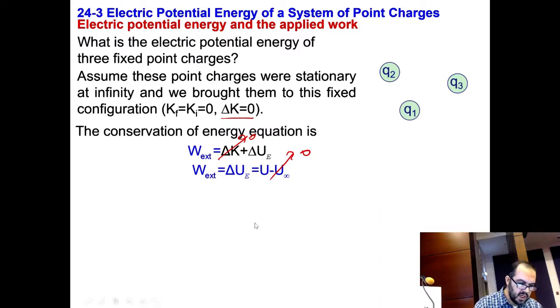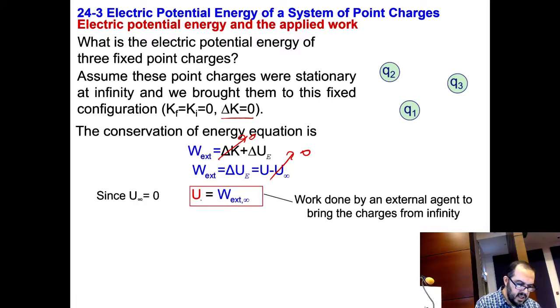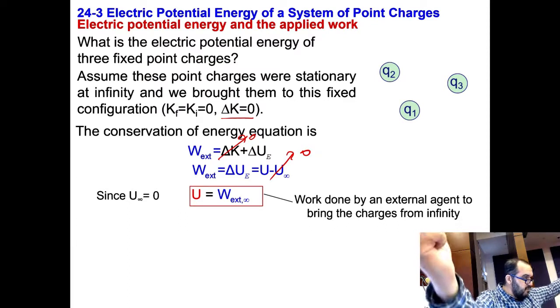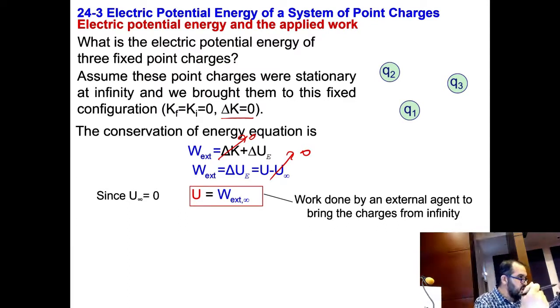Okay, so in order to determine the potential energy of these charges, we have to determine how much work needs to be done in order to bring them from infinity to this configuration. So in order to determine the potential energy of a system of charges, we can determine how much work is done by an external force to bring them from infinity to this configuration, and that will be U. And that's what we will do.